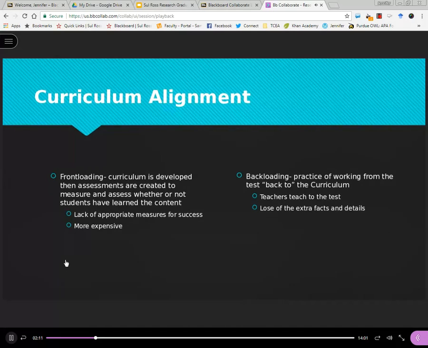I feel that both of them have their pros and their cons. So it really depends on the school district and how they feel is the appropriate measure to go as far as aligning curriculum and making sure that the curriculum is flowing through their district.